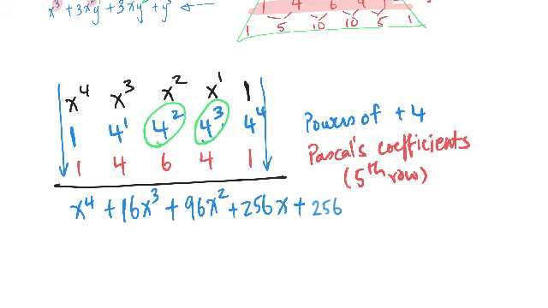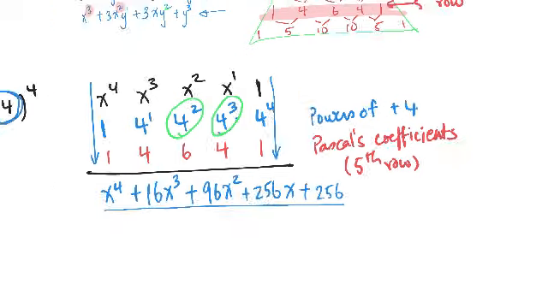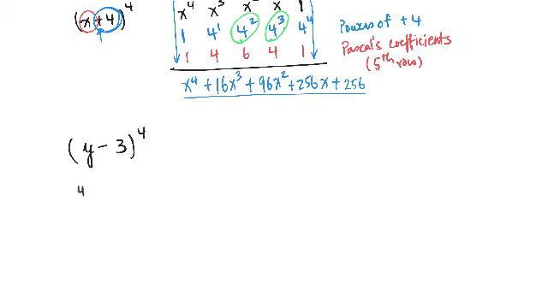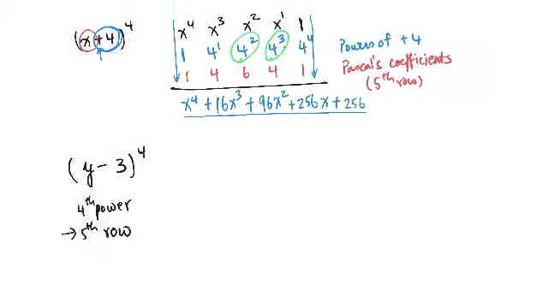So this will be my final answer right there. Okay, things can get a little more tricky when you have a negative, so I want to make sure I do a couple more examples, one with a negative. So if I have y minus 3 to the power 4, so I am in the 4th power, therefore I will be in the 5th row again, as in the last example for my Pascal's coefficients.